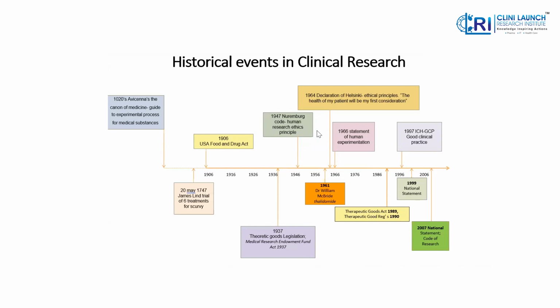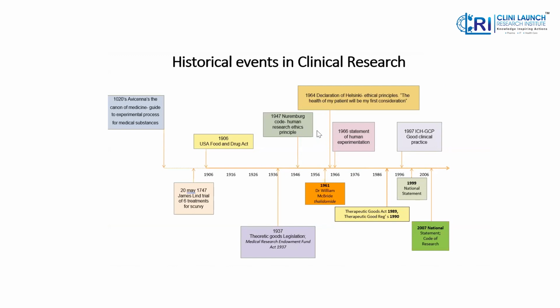Then in 1966, we have some human experimentations. The Tuskegee syphilis experiment was done on African males. They had syphilis, but they were unaware of it, and they were used and not provided proper medical care. So after this Tuskegee syphilis experiment, in 1979, we have the Belmont Report.